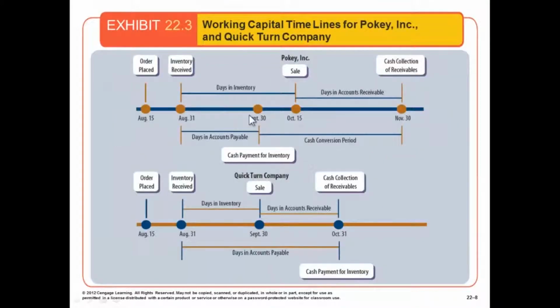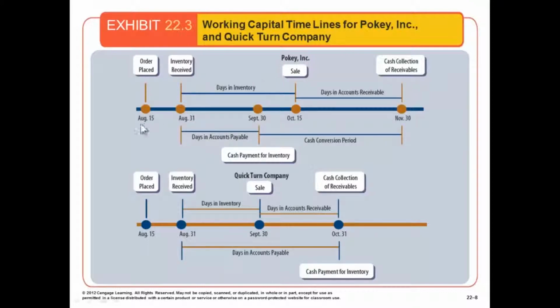Well, let's look at a couple examples here. Pokey and Quick Turn. Pokey, as you might guess, is kind of slow doing everything. Quick Turn is on top of managing their accounts payable and accounts receivable. So to accomplish what we were talking about in the previous chart, we've got to really manage carefully our accounts payable and our accounts receivable. Those are our two big capital accounts.